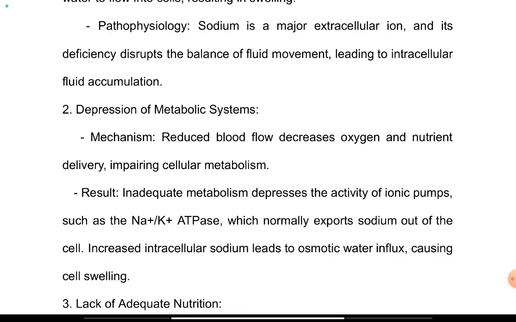And when there's sodium buildup in cells, what do you expect? Hypertonicity intracellularly. And that is going to cause movement of fluid from the area of lower solute concentration to the area of higher solute concentration. So the cell becomes swollen. That is cellular swelling, that's intracellular edema.